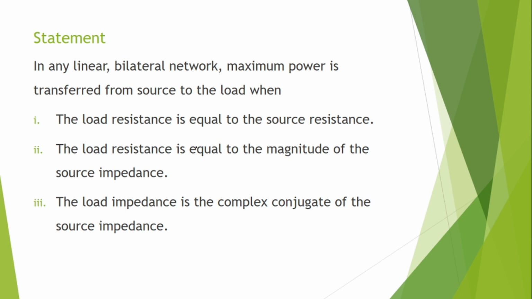So when an AC circuit is connected to a DC load, maximum power is transferred when load resistance is equal to the magnitude of the source impedance. Now in this case, an AC circuit is connected to an AC load, then load impedance is the complex conjugate of the source impedance.